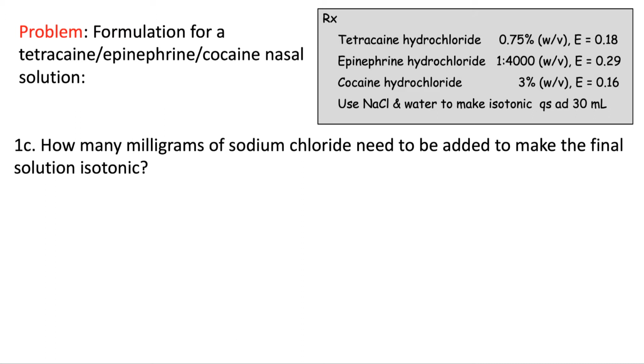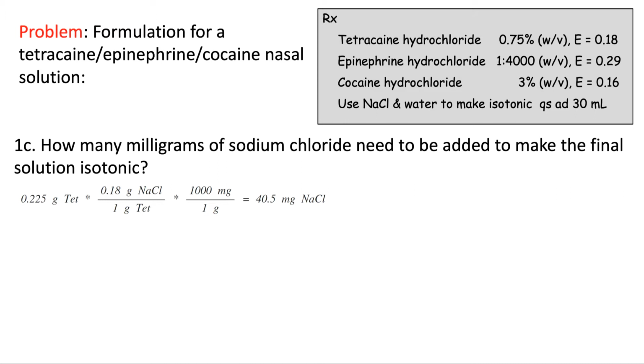So the process we're going to take here in a minute is to convert the weight of each of our active ingredients to an equivalent weight of sodium chloride. So we're not saying that those drugs have sodium chloride in it, but we're going to be able to convert the weight of our drug to an equivalent weight of osmotically active sodium chloride. Okay, and so let's do that, and we'll do that one step at a time as well.